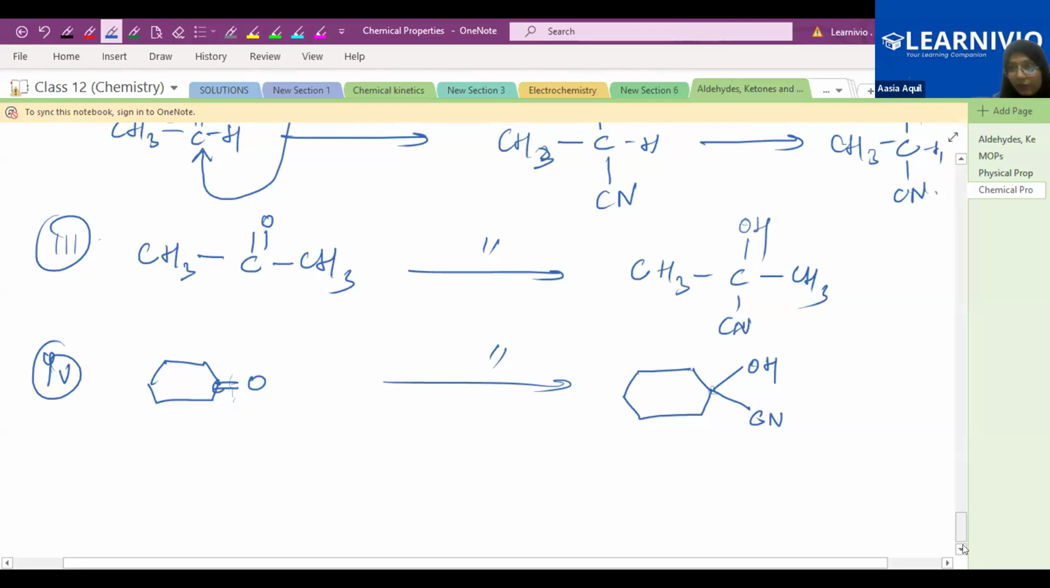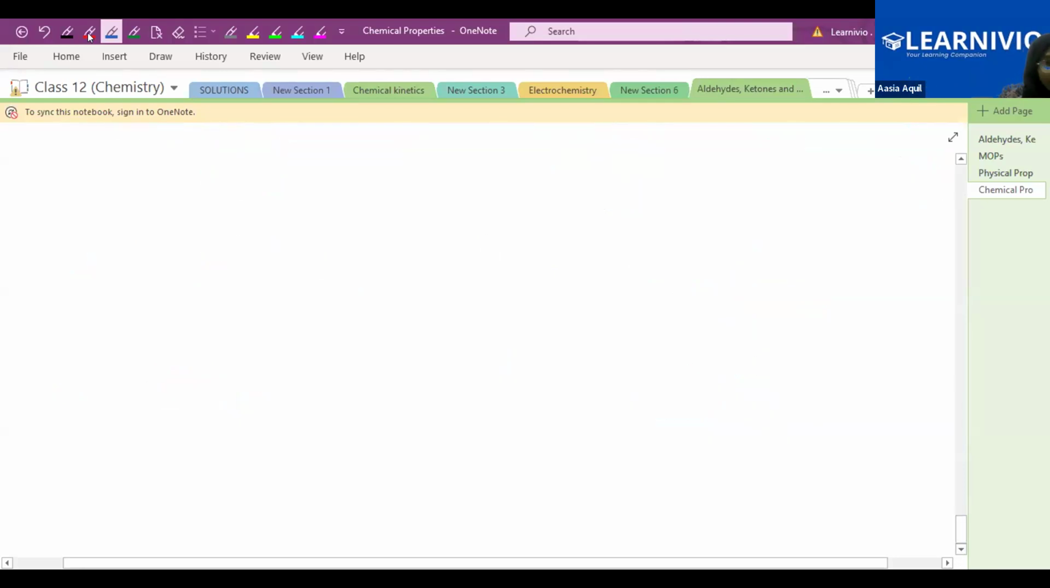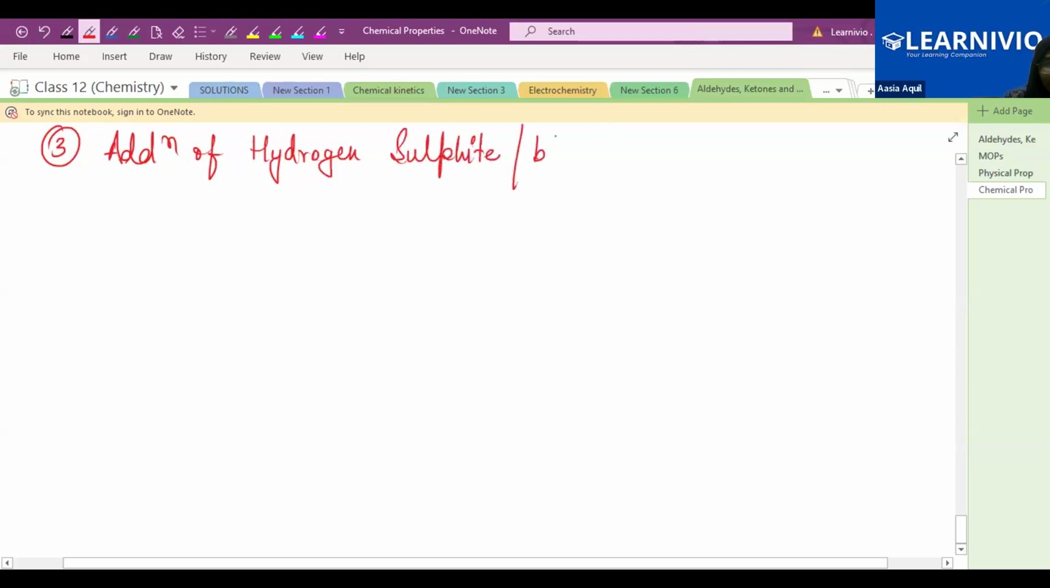Okay, let's quickly do one more nucleophilic reaction. The third one, the addition of hydrogen sulfide, or you can say bisulfide. So this is a carbonyl group and sodium hydrogen sulfide, NaHSO3. So what happens?